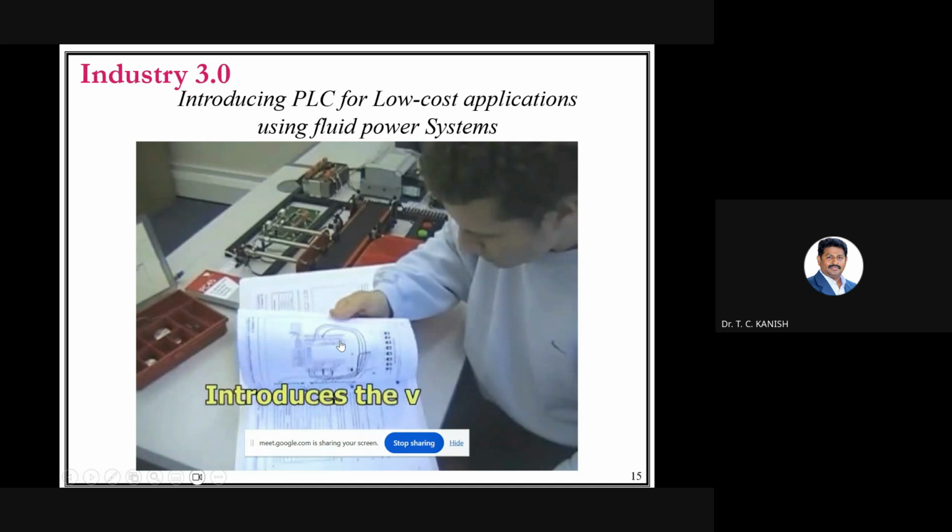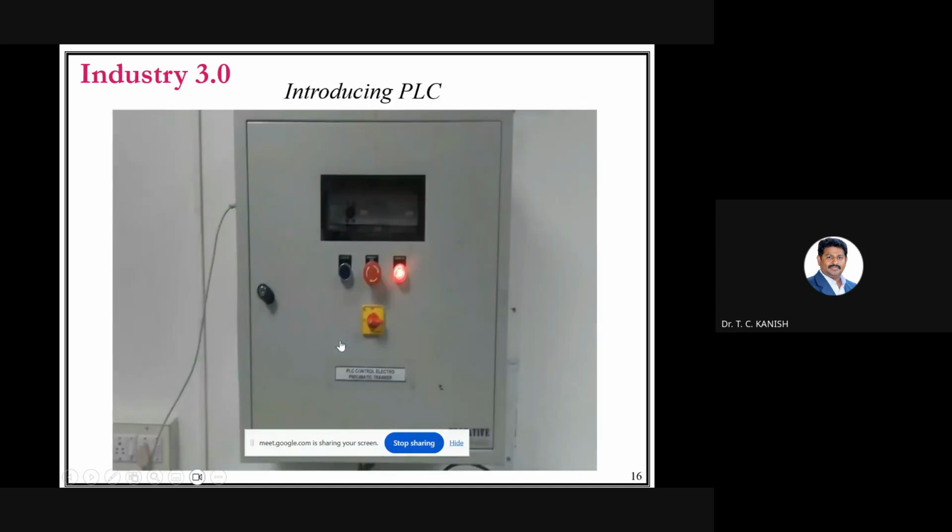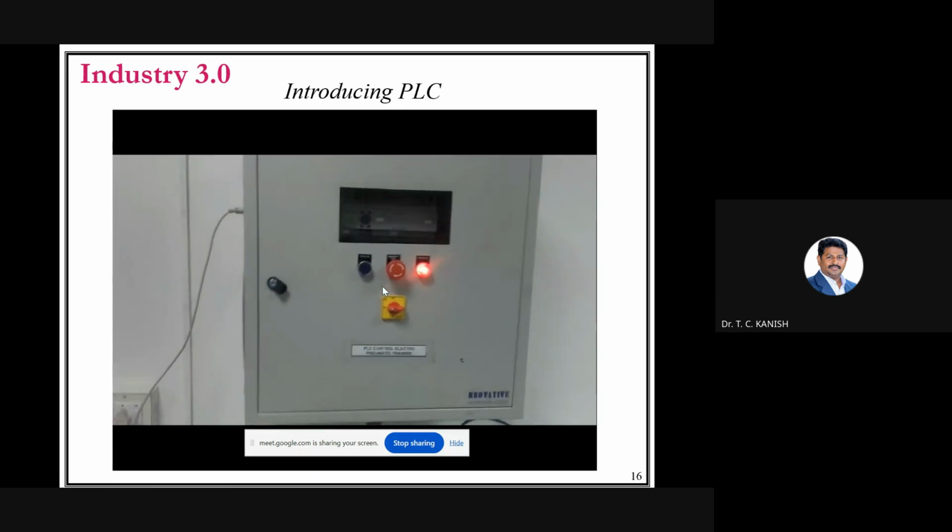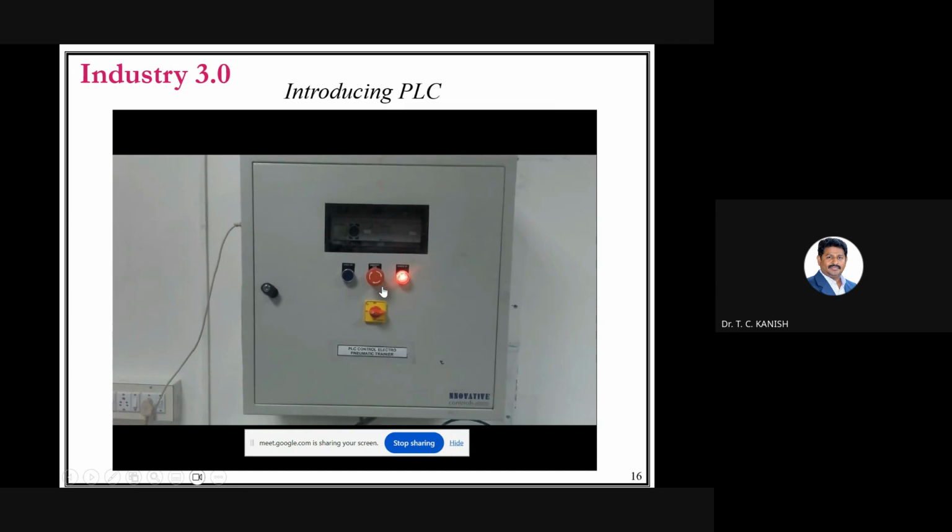So PLC and then CNCs, and here I'm showing how the PLCs look in our lab. I took some video for a basic understanding of how to use a sensor, how to connect a sensor to the PLC, and how to actuate a motor. Very simple programming I made here. You can see that it's a bigger box. It's not a full PLC.